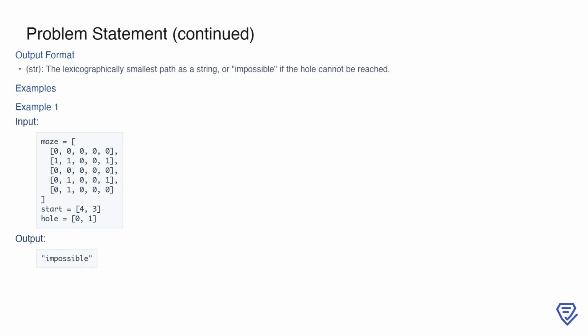Let's look at an example. Consider a maze where the ball starts at position 4, 3, and the hole is at position 0, 1. In this case, no matter which direction the ball rolls, all possible paths to the hole are blocked by walls. As a result, the output for this input would be impossible.